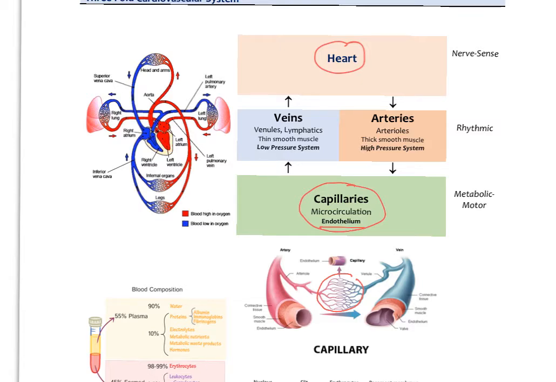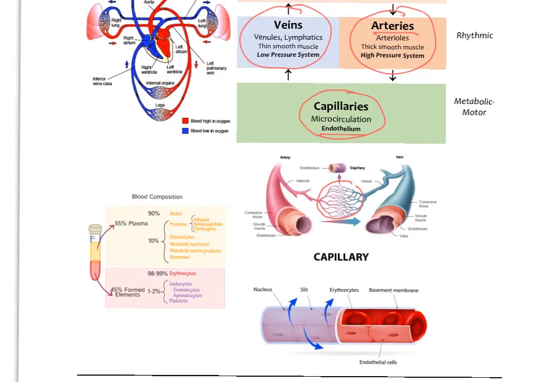Then we have veins that bring the deoxygenated blood back to the heart. You can think of the arterial system as the high pressure system, and the veins carry more of a low pressure system. If we look at the structure of arteries and veins, we see that the arteries have a lot more muscle in them, and that allows them to actually vasodilate or vasoconstrict a lot more than veins. So we'll look at that here in a moment.